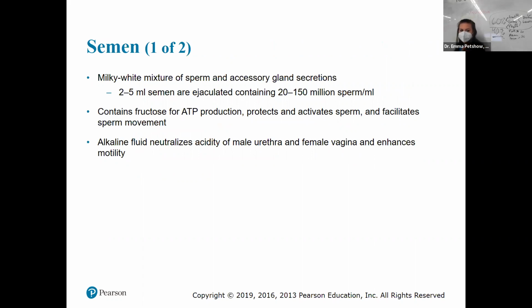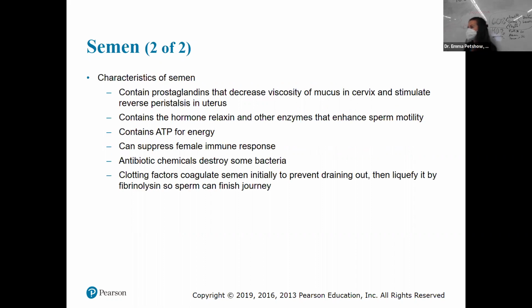So just an aside on semen, just because we did talk about energy production for our sperm and then talked about the food for the sperm. It does have fructose to allow for ATP production for energy. It's protecting and activates sperm, and it can help with movement. It is alkaline in nature, so if it's very acidic, that could potentially be harmful for sperm or less helpful.